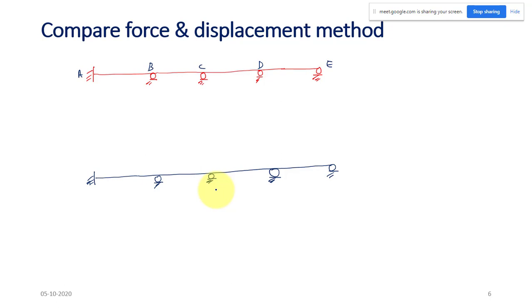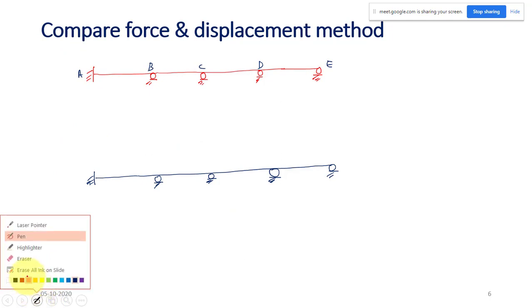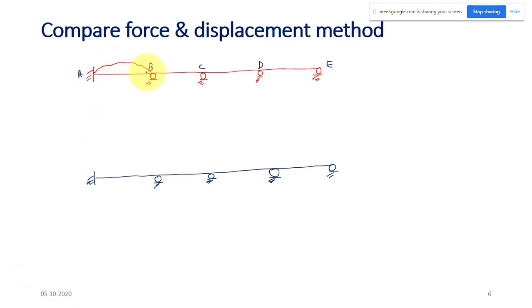We have some loading also in this structure. I have taken a beam and we have some loading, like this, arbitrary loading I am keeping. This is the same load, the same loading. So A, B, C, D. This is your continuous beam.